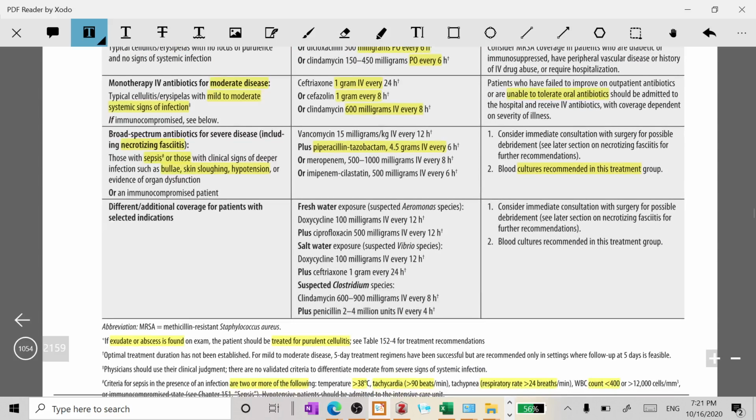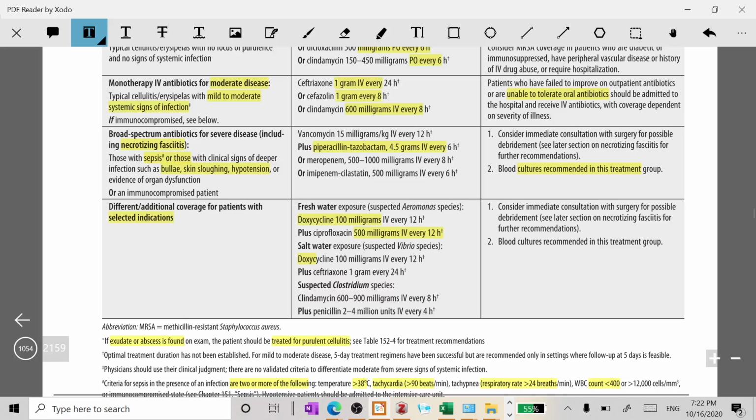Now, different or additional coverage for patients with selected indications. If there is freshwater exposure, we can add doxycycline 100 mg IV every 12 hours plus ciprofloxacin 500 mg IV every 12 hours. If there is saltwater exposure, the patient might just require doxycycline and ceftriaxone 1 gram IV every 24 hours.